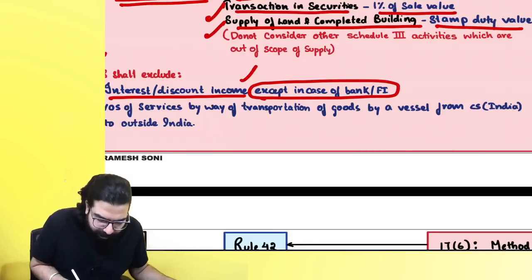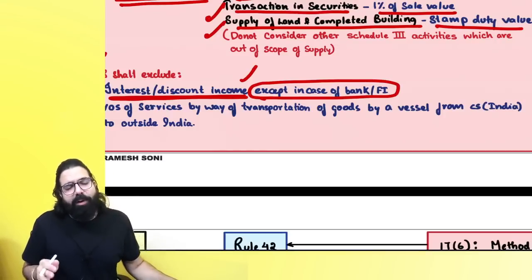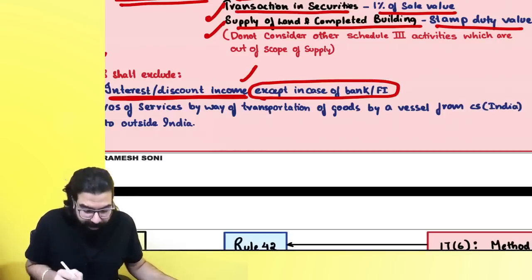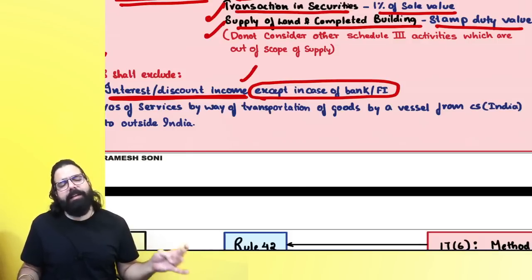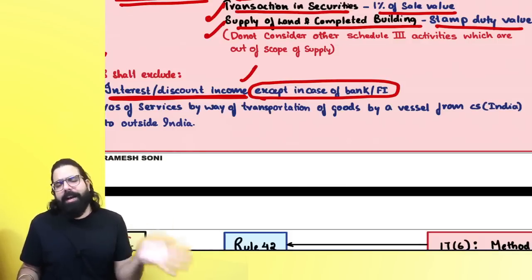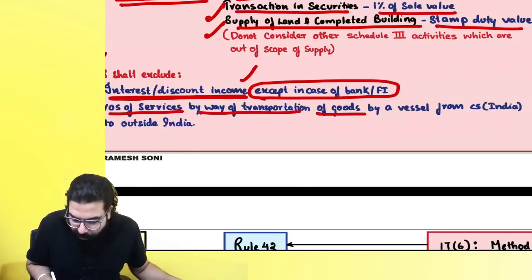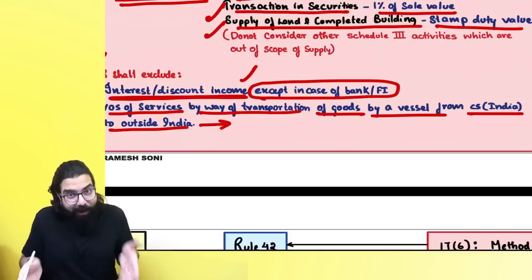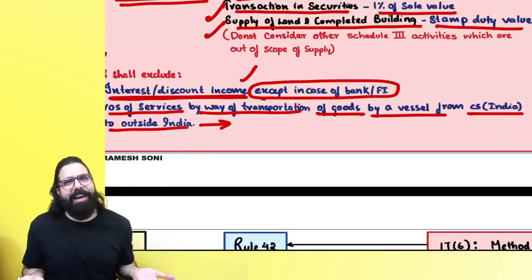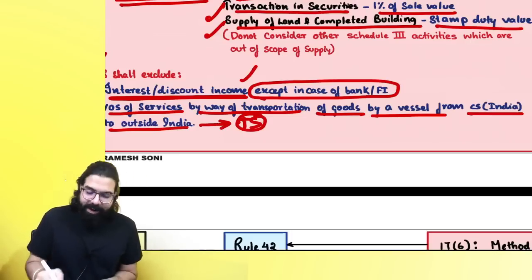The next one: interest and discount income are excluded. Exempt supply will always exclude interest or discount income; that is to be considered as taxable, and it will not be considered as exempt supply. Then the value of supply by way of transportation of goods by a vessel from a customs station in India to outside India. It is anyway a taxable supply. I hope you remember we have already spoken about transportation. It is to be considered as taxable supply.